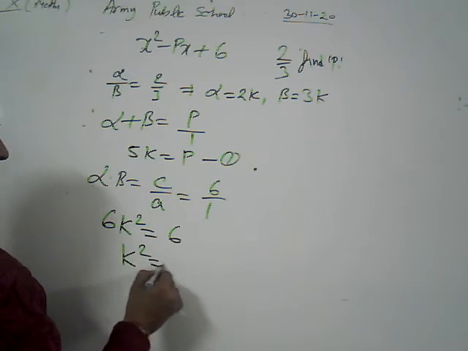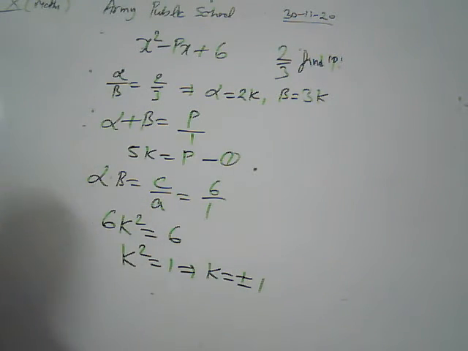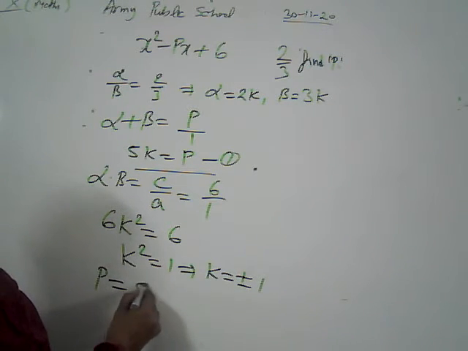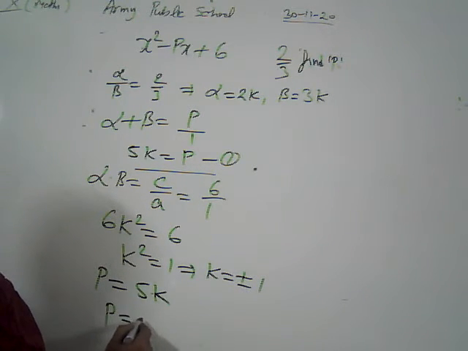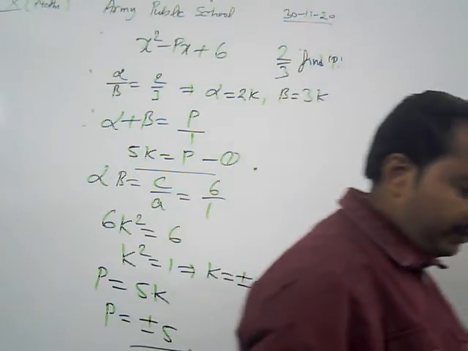Then from k square equal to 1, here we get the value of k as plus minus 1. And here we have p is equal to 5k. Then the value of p is plus minus 5. Okay beta? Then the value of p is plus minus 5.